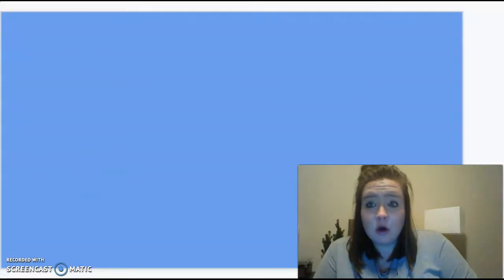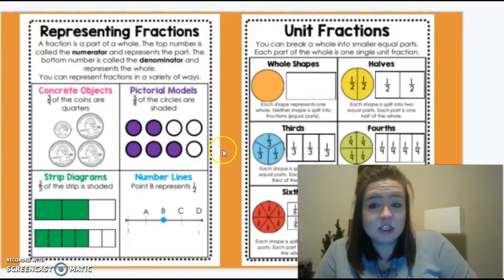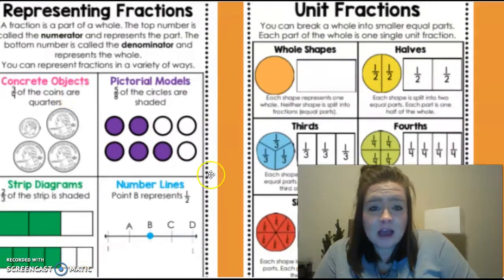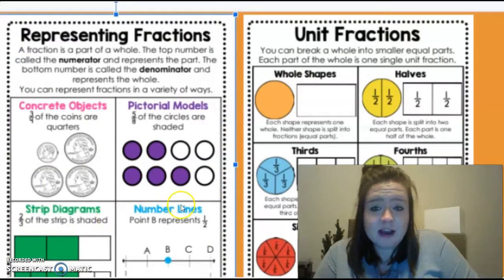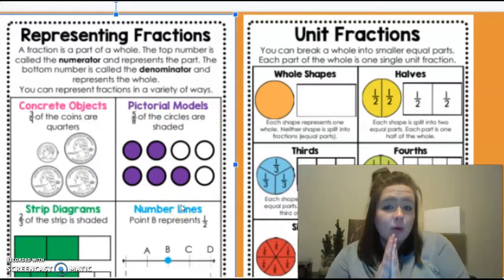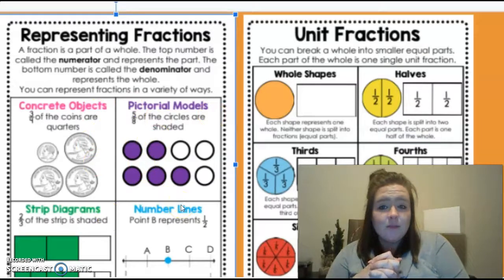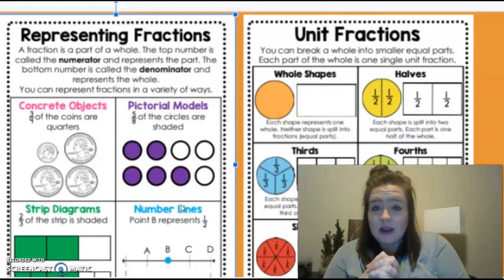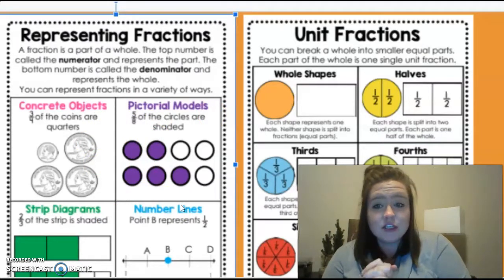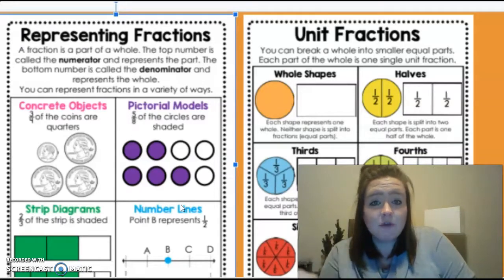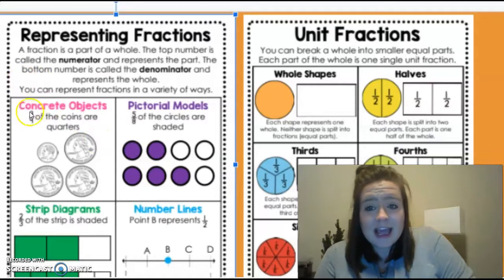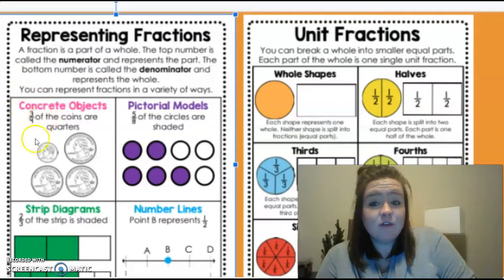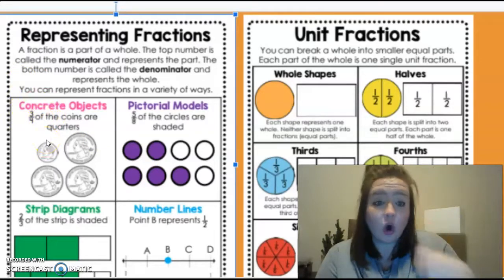So I'm going to go over some of the stuff that we have been just learning this week, okay? I'm going to go over representing fractions again. Remember, a numerator is the top number in a fraction. It's called the numerator. It represents the part. So if your fraction is 3/4, that means your numerator is 3, just like it says here. And your denominator is 4, which represents the whole.